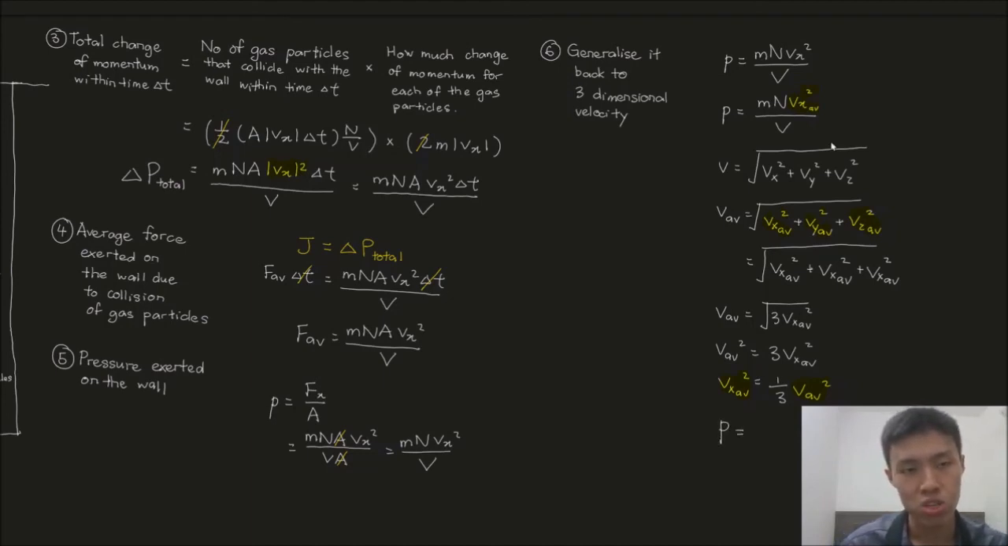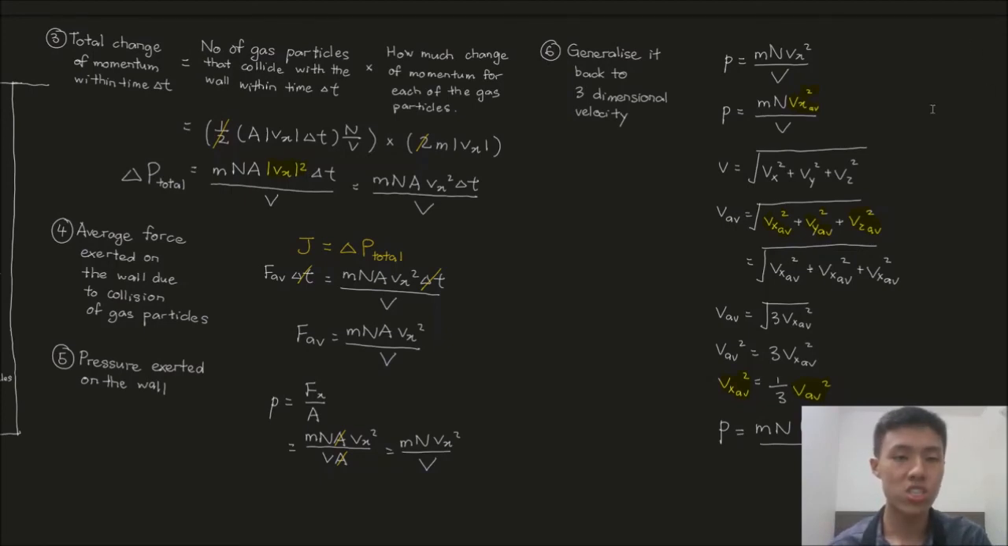The final equation will be P equals to mn times 1 over 3 V average square divided by V, which if I rearrange a bit, it will be 1 over 3 mn V average square divided by V. V is the total volume.